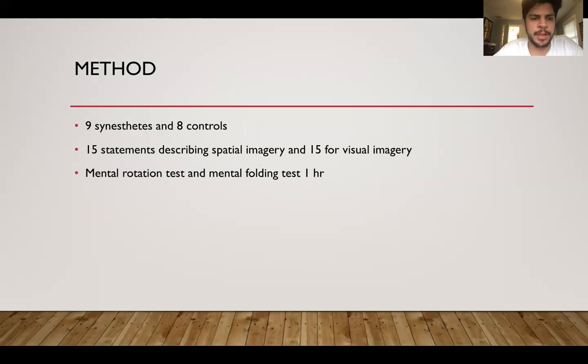In the methods, there were 9 synesthetes and 8 controls, but they did use a lot of pooled data for further analysis. There were 15 statements of visual imagery and 15 of spatial imagery, and then also the mental rotation and paper folding tasks, which lasted about an hour. And this was really dependent on time and accuracy, especially for the mental rotation.